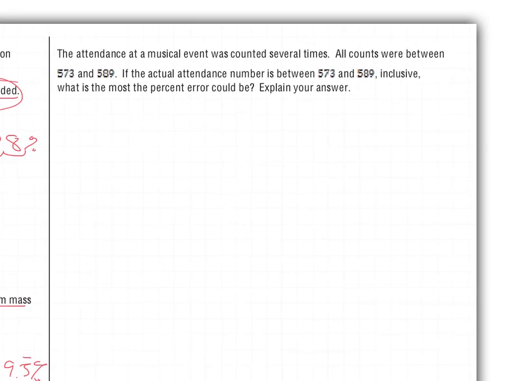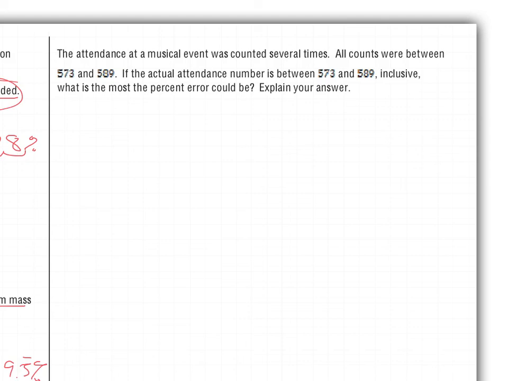All right, last problem. It says the attendance at a musical event was counted several times. All counts were between 573 and 589. The actual attendance is between these two numbers inclusive. What is the most percent error could be? All right, so we know the numbers between these two things. And so the question is, what's the most we could be off here? What is the highest absolute error we could have? If we know it's between these two things, what's the highest absolute error we can have?